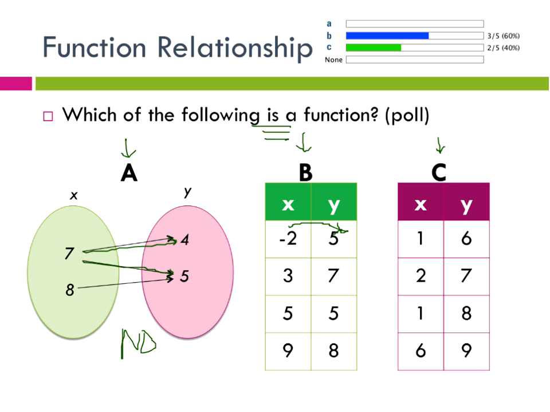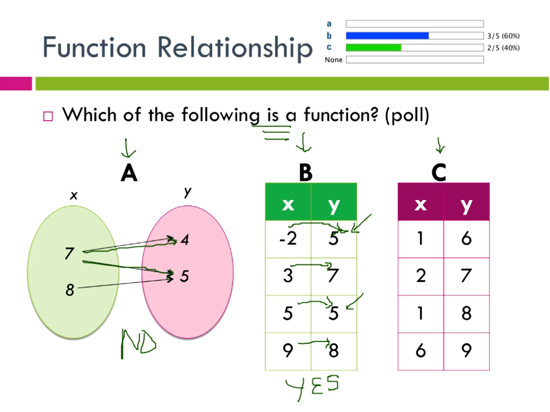Well, B says -2 goes to 5. Does -2 have a relationship with any other y value? It doesn't look like it. 3 has a relationship with 7. And 3 doesn't have any other relationship that we know. 5 goes to 5. Now, it's okay that we have the same y values. Remember, for every x, there can only be one y. So this is still holding true, and 9 goes to 8. That's, again, completely okay. So I think B is a function.